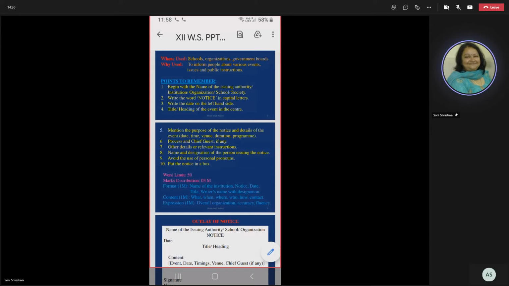Process and chief guest. Date, time, venue, duration, and program. Process and chief guest, if any. Other details or relevant instructions. Name and designation of the person issuing the notice. Avoid the use of personal pronouns. And last point, that is, put the notice in a box.